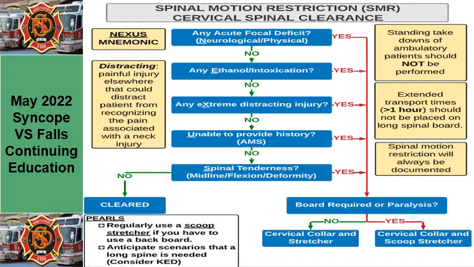Spinal motion restriction will also always be documented. It needs to be documented in your flow chart in ESO. It needs to be documented in your narrative.